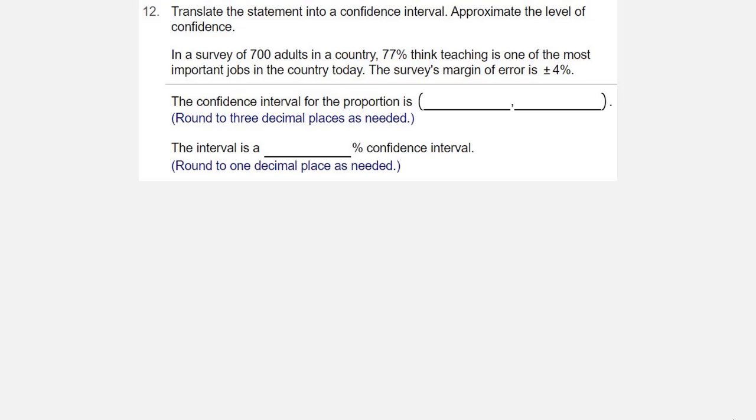So this is a different kind of problem than what we've done before. Before, we've been given the level of confidence and tried to find the margin of error. Now we have the margin of error and we'll try to estimate what level of confidence gave that margin of error. So that's a different style of problem. Let's look at what we do have.